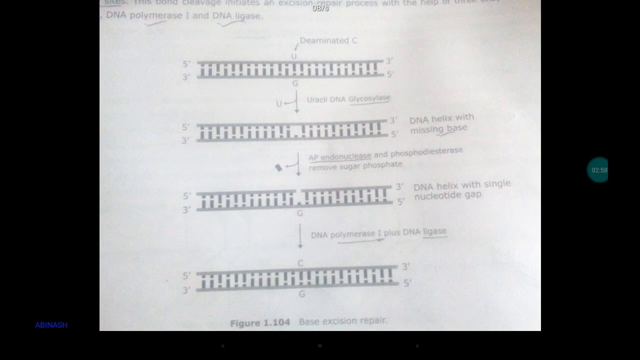That means the apurinic and apyrimidinic site gets clipped by AP endonuclease. This endonuclease breaks the phosphodiester bonds at this AP site, apurinic or apyrimidinic site. After removing that region, we need the enzyme DNA polymerase 1 and ligase to repair this DNA segment. This is called the base excision repair system.